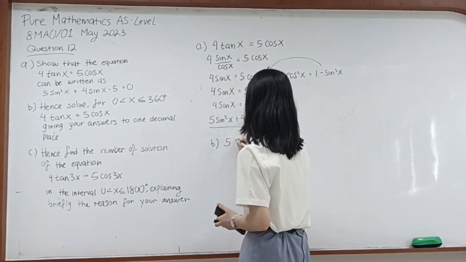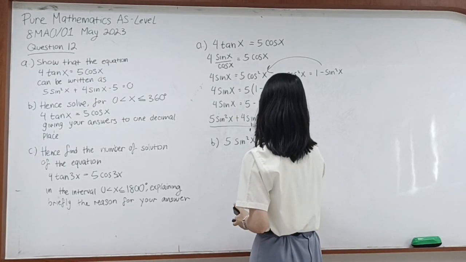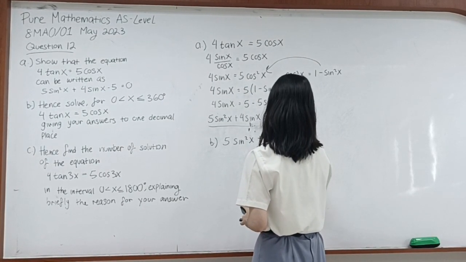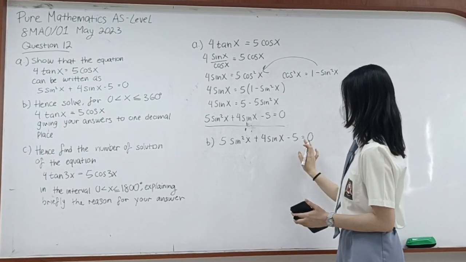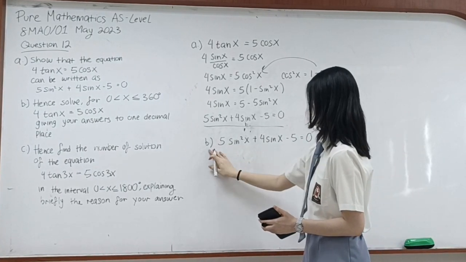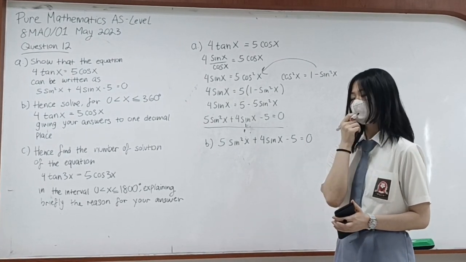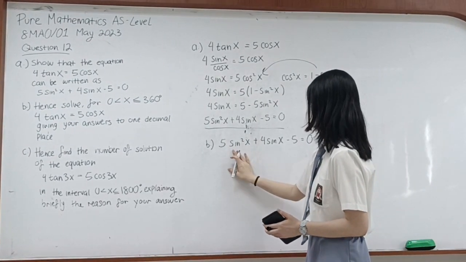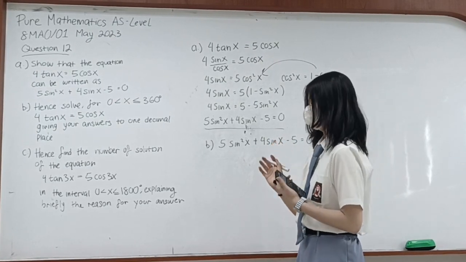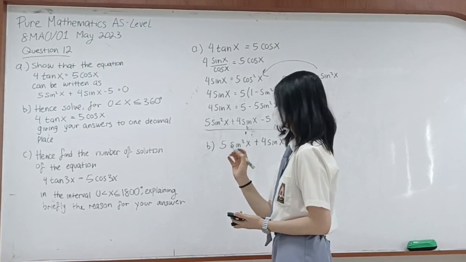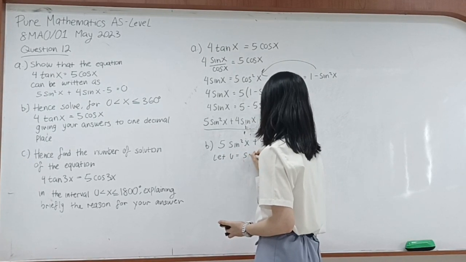So we can write down 5 sin squared x plus 4 sin x minus 5 equals 0. And the reason why we want to use this equation instead is because this equation is actually a quadratic equation. And to show it clearly to you, let us put a variable within sin x. So for example, the variable I choose is the letter u. So let u be equal to sin x.